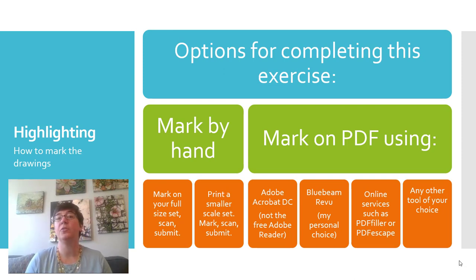Another choice is to print out a smaller set using your PDFs. Print a smaller, like 11 by 17 set, mark those by hand, scan and submit. Okay. If you're going to do it completely on the computer, you can use a program such as Adobe Acrobat or Bluebeam Review to mark directly on a copy of your PDF set and send that to me. There's a couple of online options that can let you mark on PDFs, or if you have another tool that you know how to use, feel free.